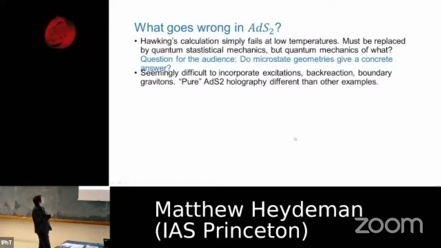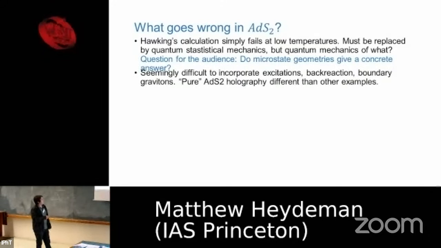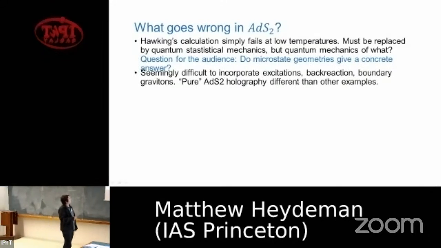And as I said, we have to replace it by quantum statistical mechanics of what stuff? I put this as a question for the audience. I don't actually want to have people answering during the talk, but this is a question to think about: do microstate geometries give a concrete answer for what the quantum mechanics in the throat region is, and how do you resolve this basic problem with the Hawking radiation failing?